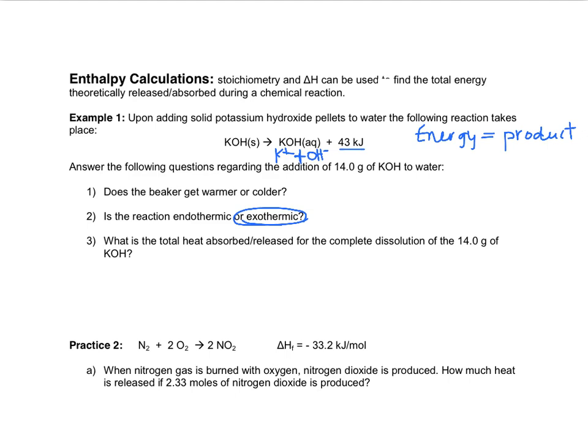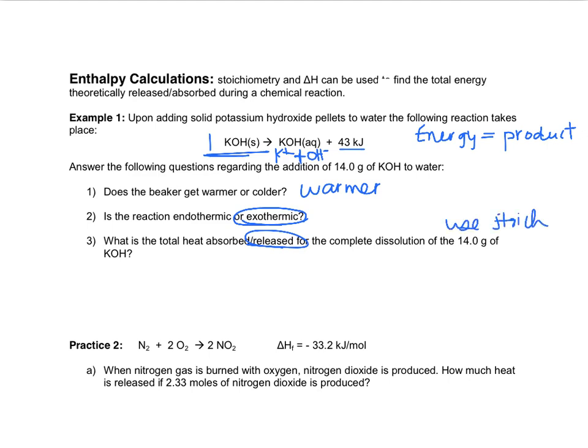So is the beaker going to get warmer or colder? Well, if the reaction is releasing energy, my beaker should get warmer. We should feel more energy in the surroundings. So what is the total heat that's absorbed or released for the dissolution of the 14.0 grams of KOH? Well, first off, we know that it's released because we just figured that out by saying it's exothermic. So what's the total dissolution? Remember that this is the kilojoules for 1 mole of this, right?